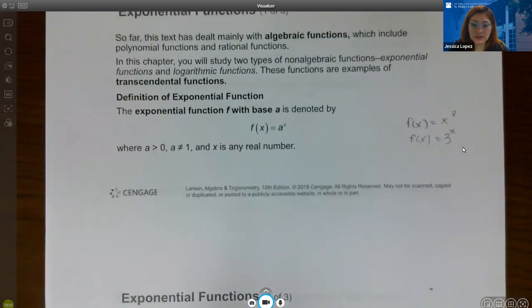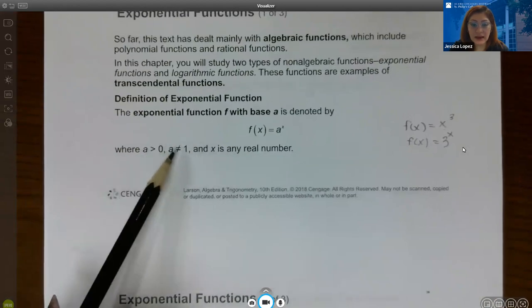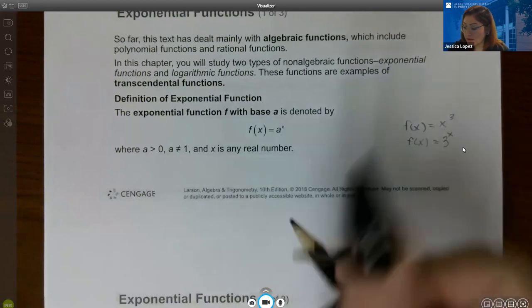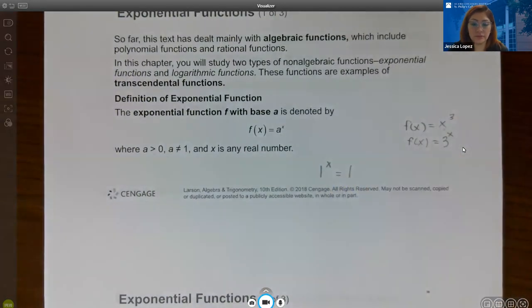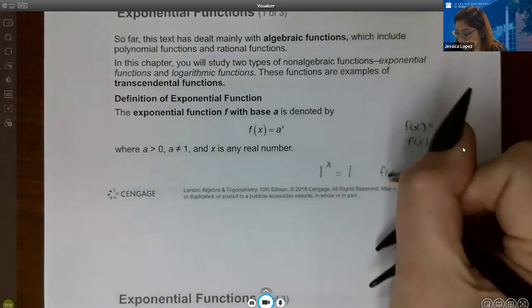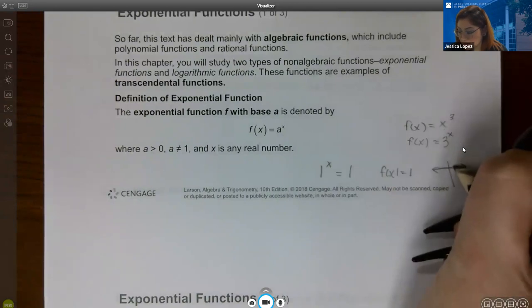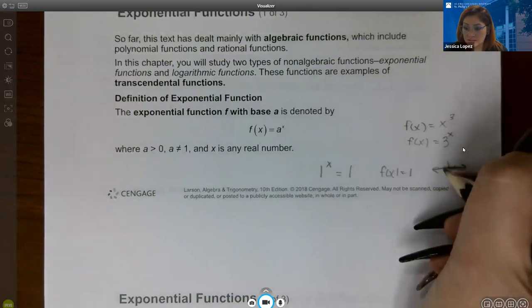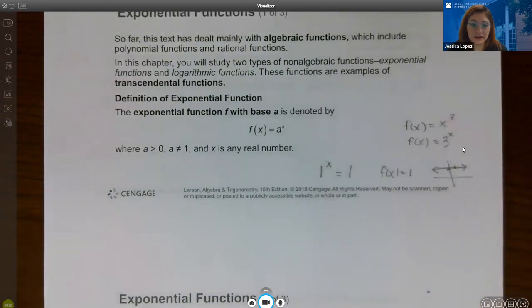Now, important thing to keep in mind that your base must be a positive number and it cannot be 1. Why can it not be 1? Because 1 with any exponent is just 1, okay? And if you have f of x equal to 1, that's just a horizontal line. It's not technically an exponential function. Exponential functions are curves, okay? So this is why the base cannot be 1.